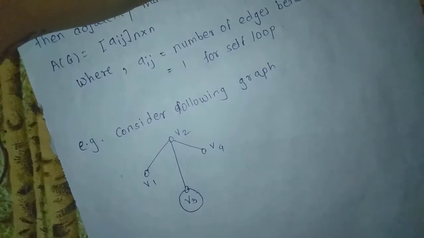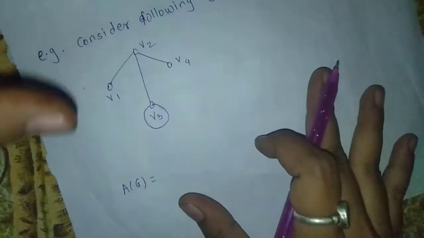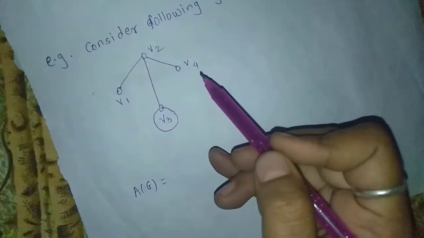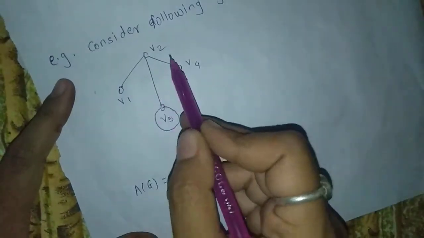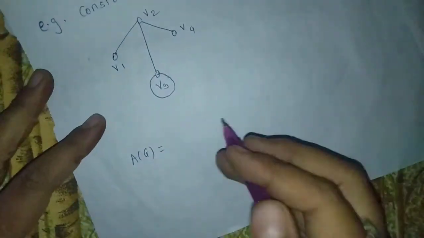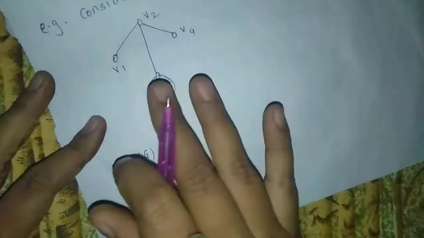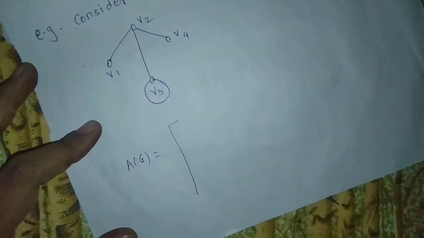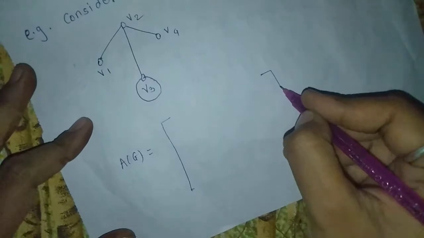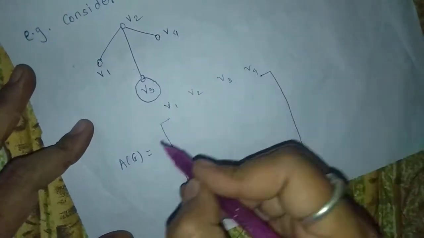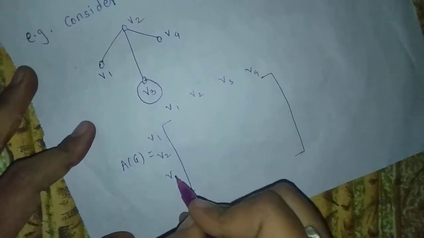For example, consider the following graph. Here you can see that V1, V2, V3, V4, four vertices, and these are the edges between these vertices, and this is the loop. So the adjacency matrix becomes, first, here n is equal to 4 vertices, so the adjacency matrix is 4 by 4. First write the vertices here V1, V2, V3, V4, also write column wise.